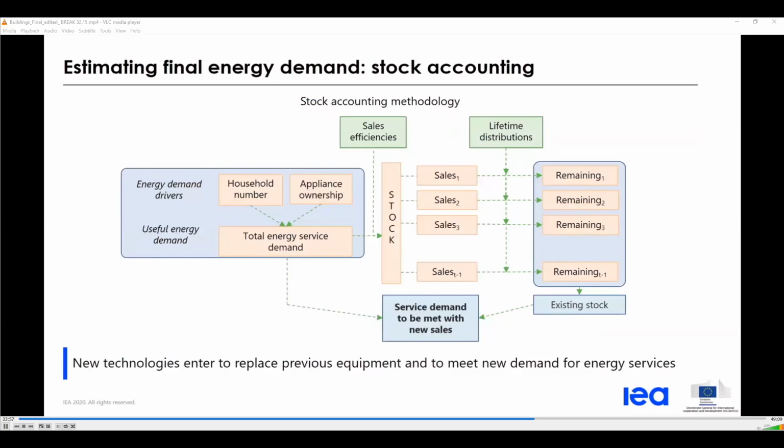So how do we do this? For this, we need to have a detailed stock accounting. So with the historical market shares and efficiencies, we can compute the stock of existing technologies. And with the lifetime, we can determine the remaining stock for each year of our projection. And finally, we can compute the service demand to be met with new sales. So the sales of new equipment need therefore to replace previous equipment and to meet new demand for energy services.